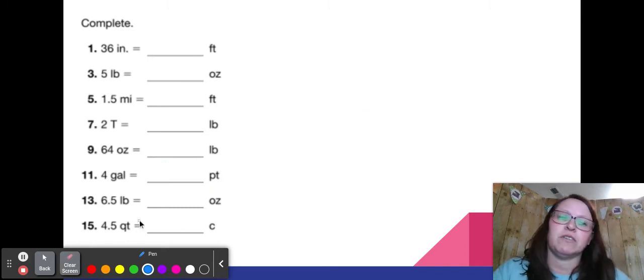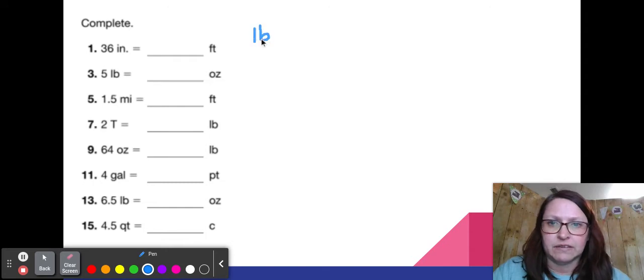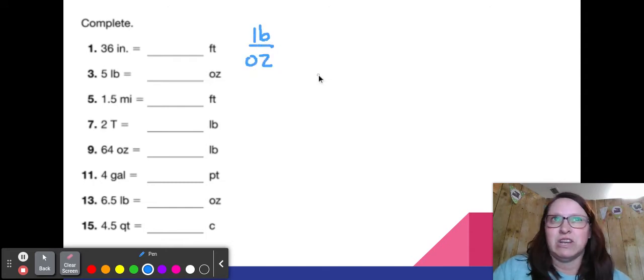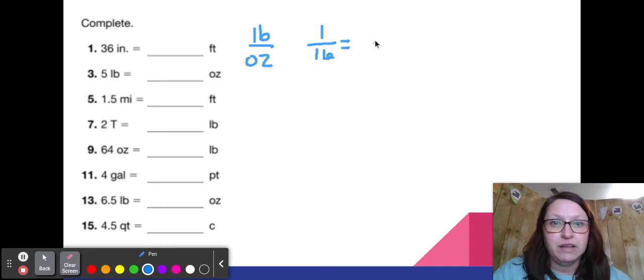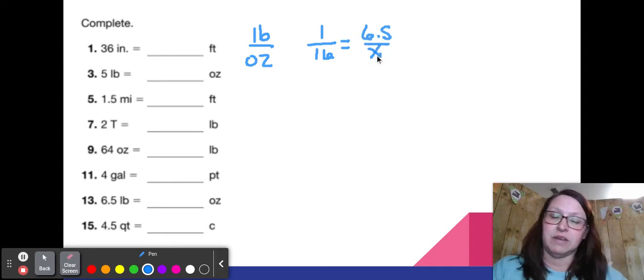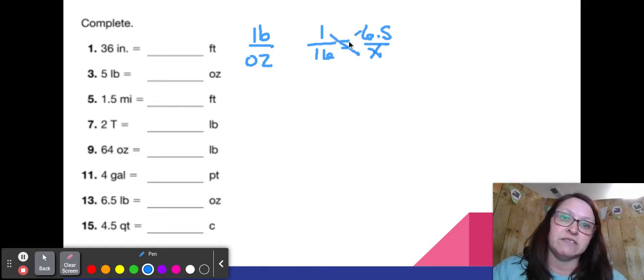So let's look at number 13. I have 6.5 pounds, and I don't know how many ounces. So pounds, ounces. So what do I know about pounds and ounces? I know that 1 pound is 16 ounces. But now I've got to come over here to 6.5 pounds, and I don't know how many ounces. So I've got to cross multiply and divide.